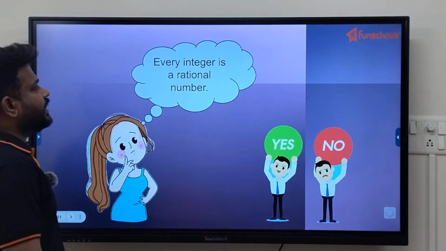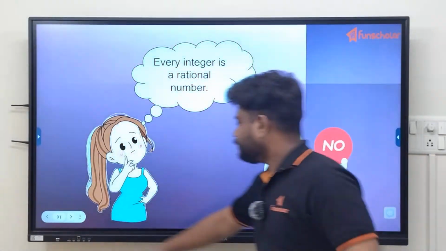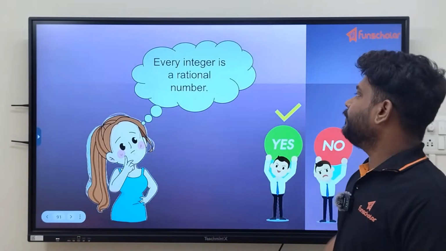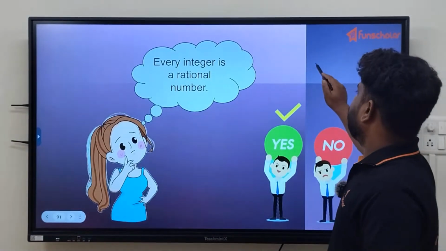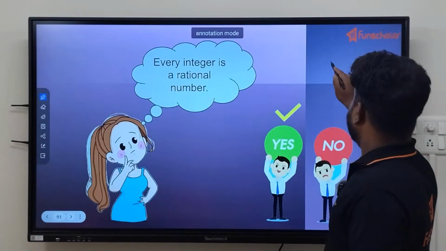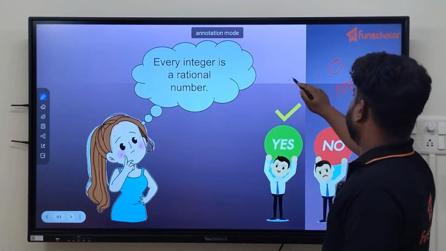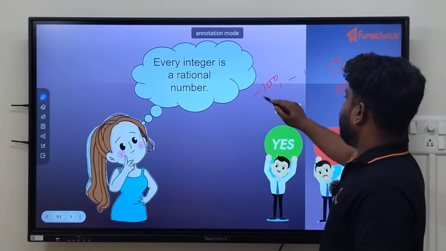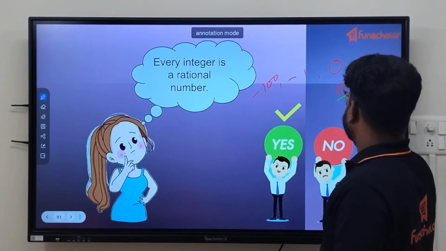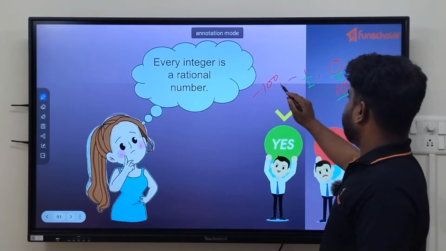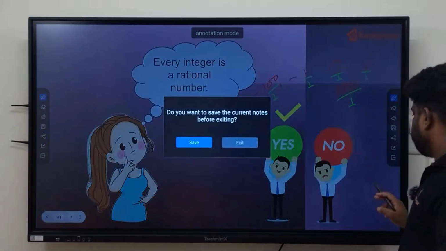Every integer is a rational number. Is it yes or no? You think and tell me. It will be yes. Every integer is a rational number, because every integer, be it -3, be it 0, be it 1, be it 100, or be it -1, or be it -100, every number can be termed into p by q form like this. So that means every integer is a rational number, right?